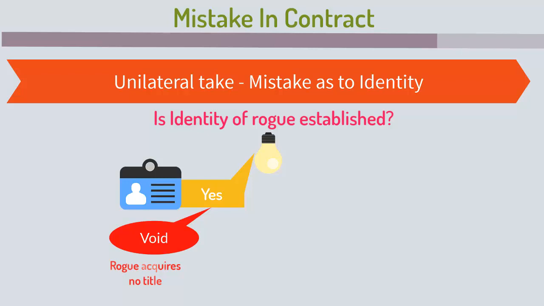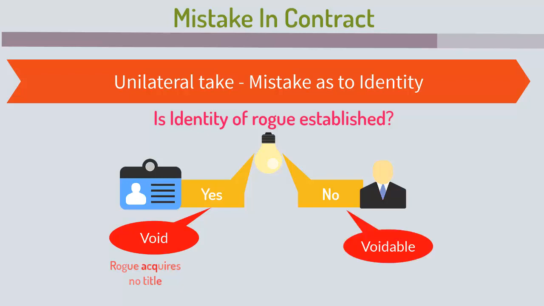Also, if a mistake as to identity cannot be established, the resulting contract will not be deemed void, but merely voidable on grounds of the rogue's fraudulent impersonation or misrepresentation. So here the contract is one that is valid unless and until it is disaffirmed or avoided by the innocent party.